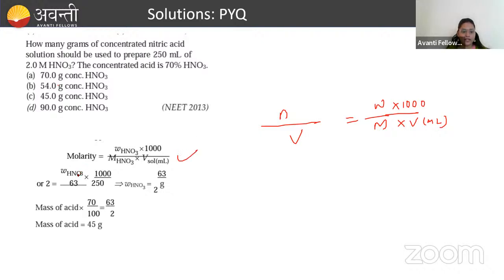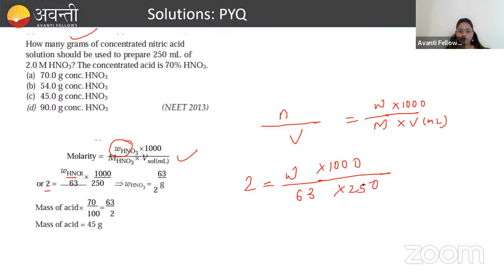So we have been given the weight, right? No, we need to calculate the grams. We need to calculate the weight. Molarity is given, that is 2. So 2 is equal to weight, which we need to find, over the molecular weight, which is given. Multiply by 1000. Volume is also given, that is 250. Just do this cross multiplication and you will find that W is equal to 63 by 2.